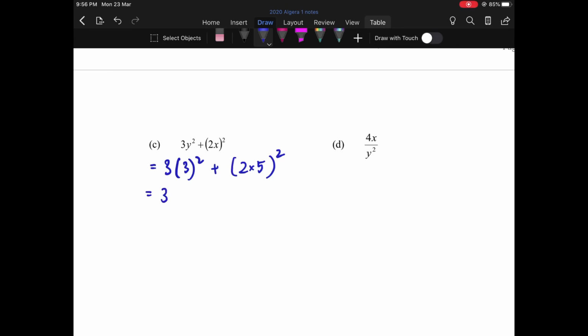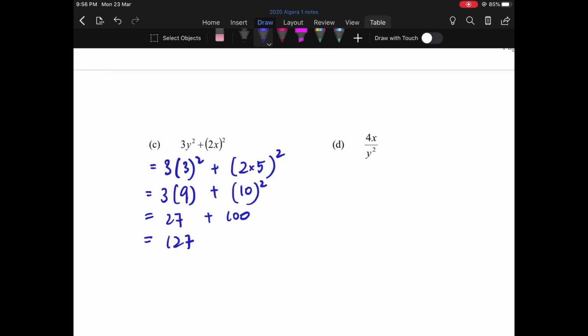So I guess this is 3. Now 3 to the power of 2, you should get 9. Then 2 times 5 is 10 squared. So this is 27 plus 100, 127.